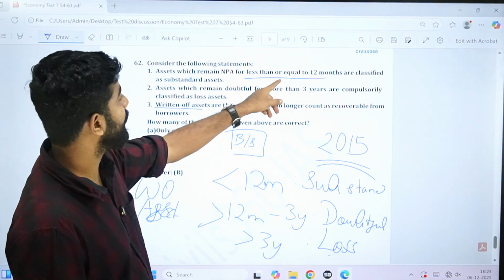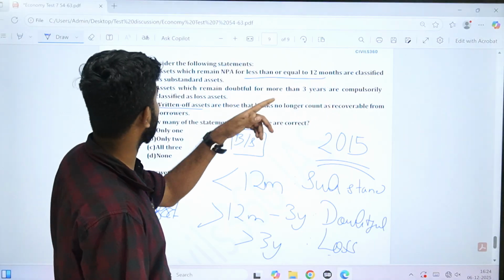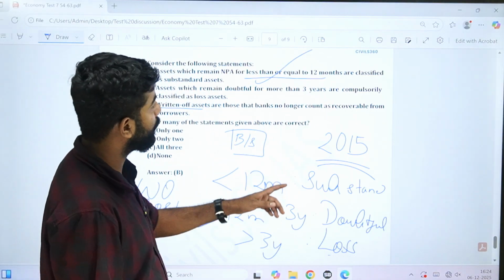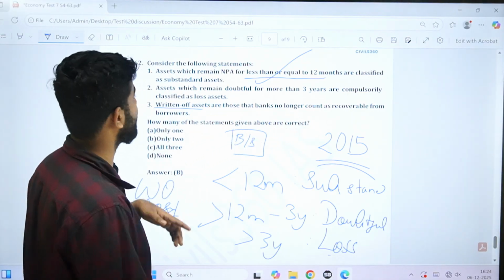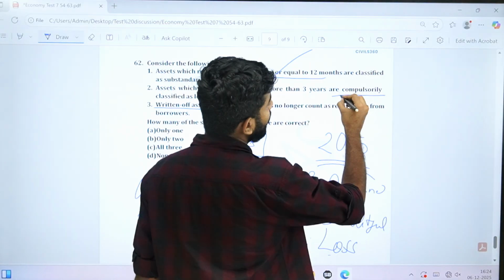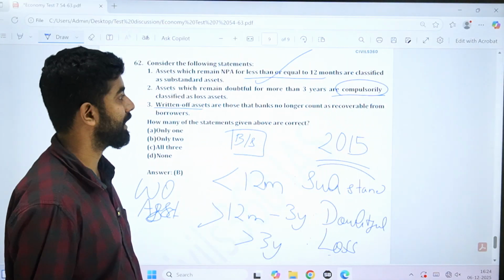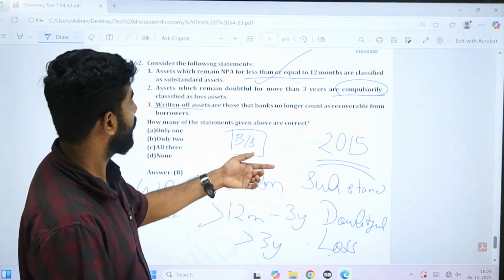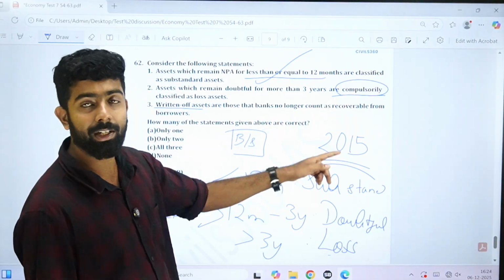Assets which remain NPA for less than or equal to 12 months are classified as substandard asset. Correct. Assets which remain doubtful for more than 3 years are compulsorily classified as loss asset. Okay, compulsorily classified as a loss asset. Basically, we can see that here the word compulsory is there.